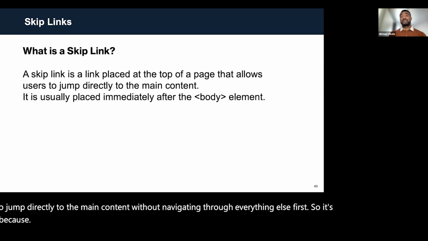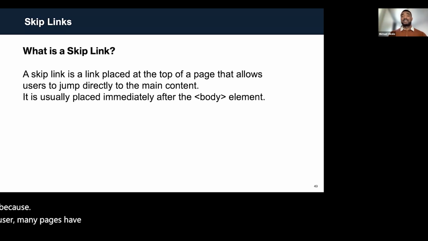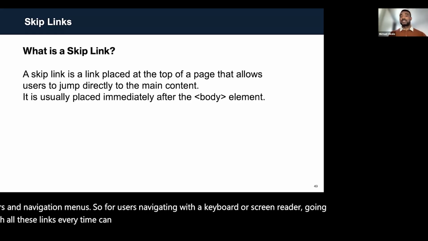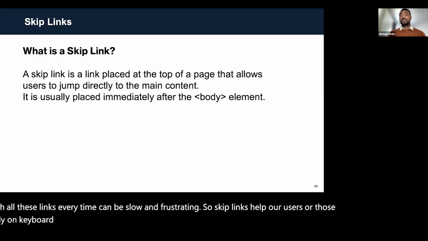many pages have repeated elements like headers and navigation menus. So for users navigating with a keyboard or screen reader, going through all these links every time can be slow and frustrating. So skip links help our users, or those that rely on keyboard controls, to move quickly to the content they actually want to read.